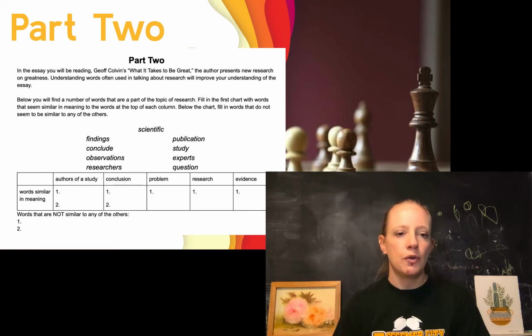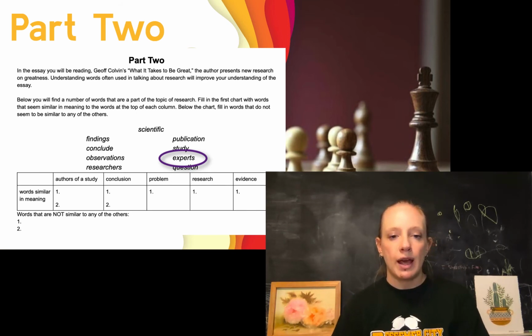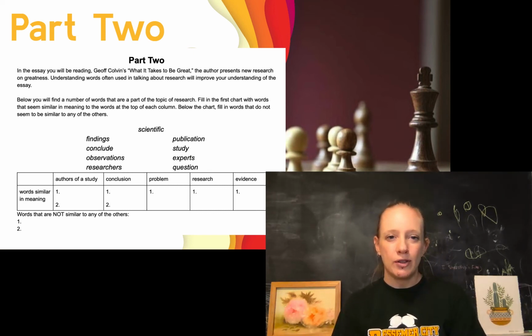So you're looking first for authors of a study. Which of these words have a similar meaning? So scientific, findings, conclude, observations, researchers, publication, study, experts, question. So if you've read through those, maybe you choose experts. It has a similar meaning to authors of a study. And you would put that right on where number 1 goes under authors of a study. You're going to continue in that way, filling out all of the rest of the words into the table. And that's going to complete your part 2 of activity 2. So once you've done those 2 parts, you can submit that assignment.